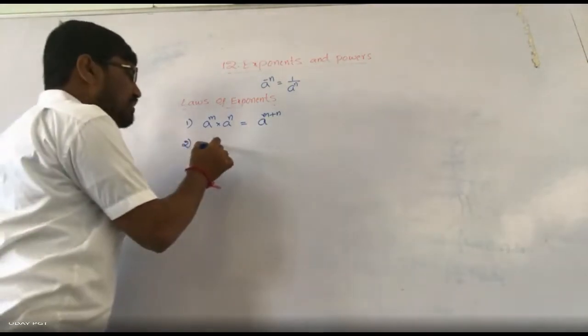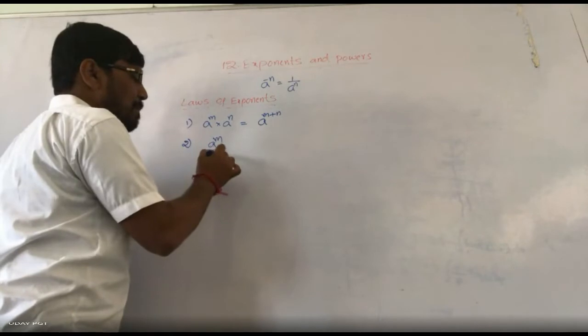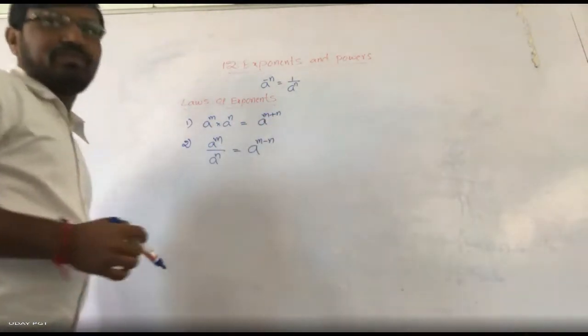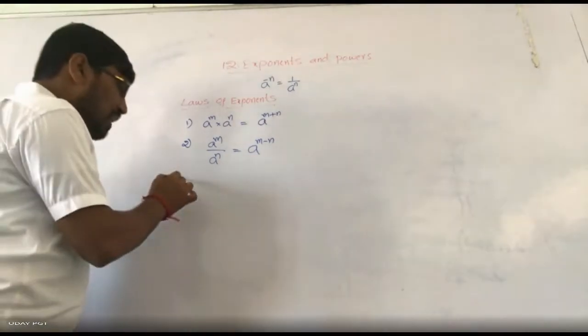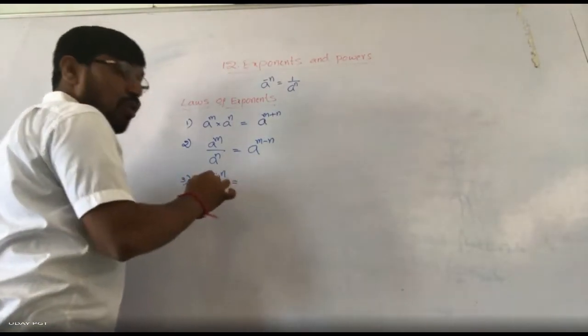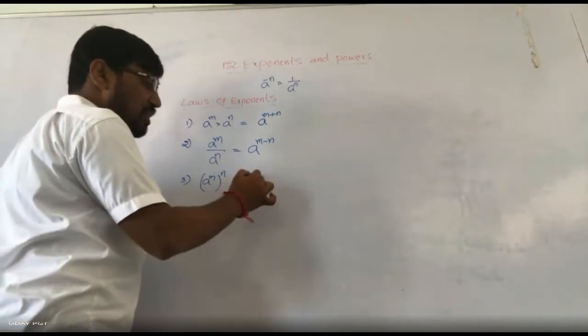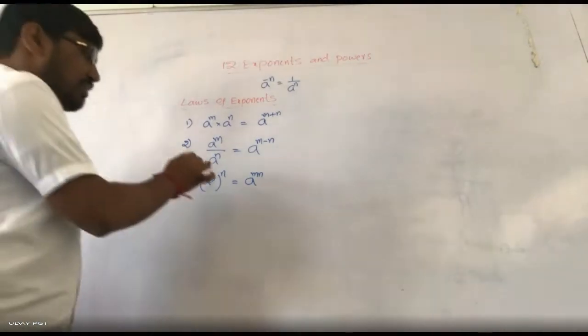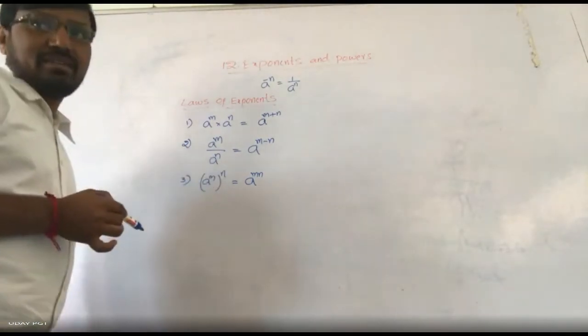The second law of the exponents is a power m by a power n is equal to a power m minus n. The third law of the exponents is a power m whole to the power of n. Whole power is completely different from directly power. It is a power m into n, you have to multiply these two. Okay.